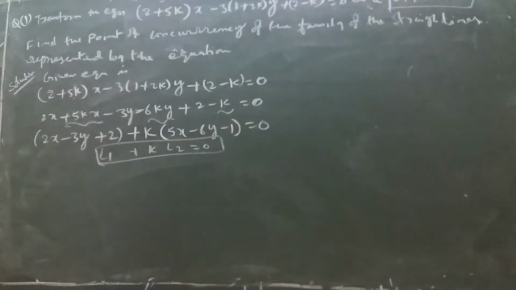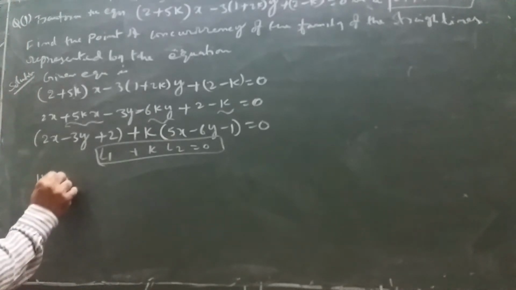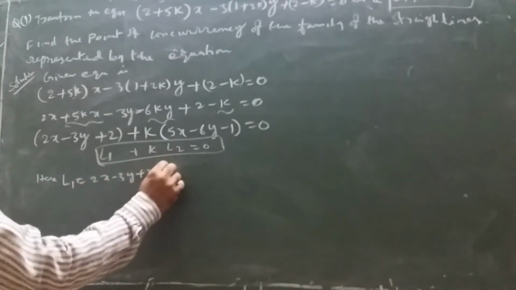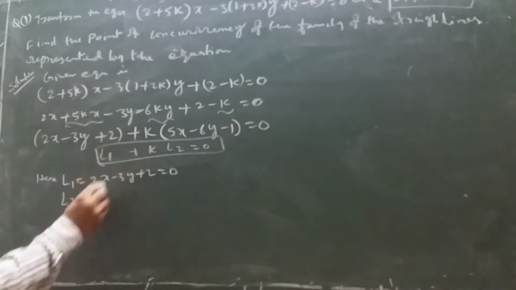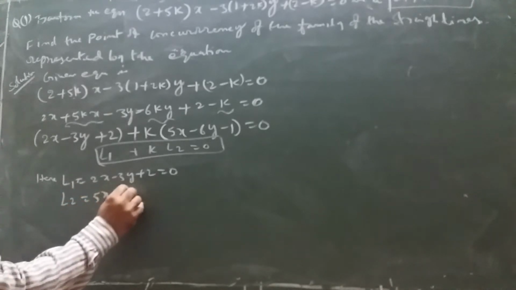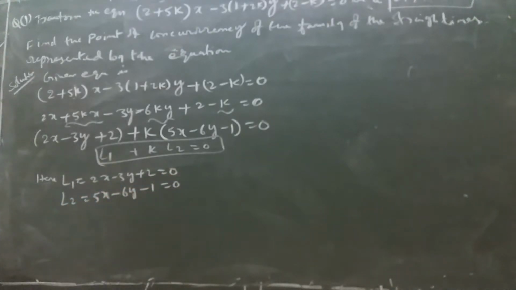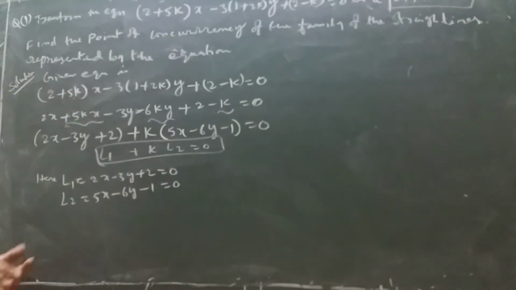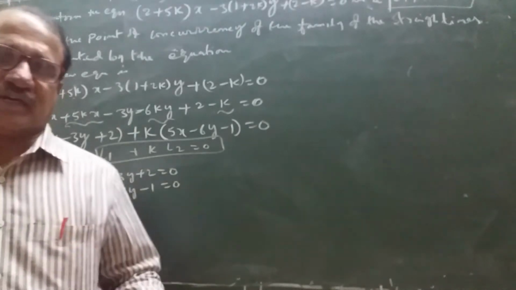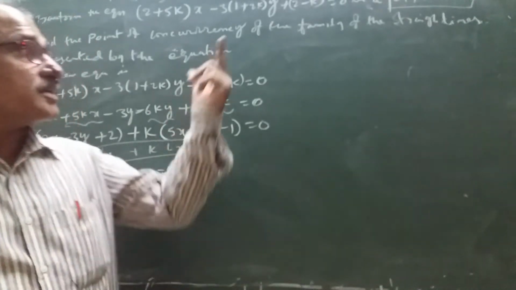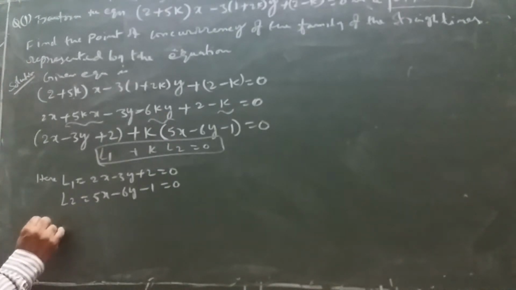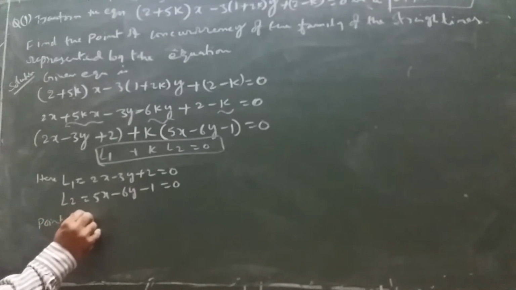First part we have proved. Here L1 is equal to 2x minus 3y plus 2 is equal to 0 and L2 is equal to 5x minus 6y minus 1 is equal to 0. We have to find the point of intersection of these two lines. That is, the point is nothing but the point of concurrency of the family of the straight lines given by that equation.